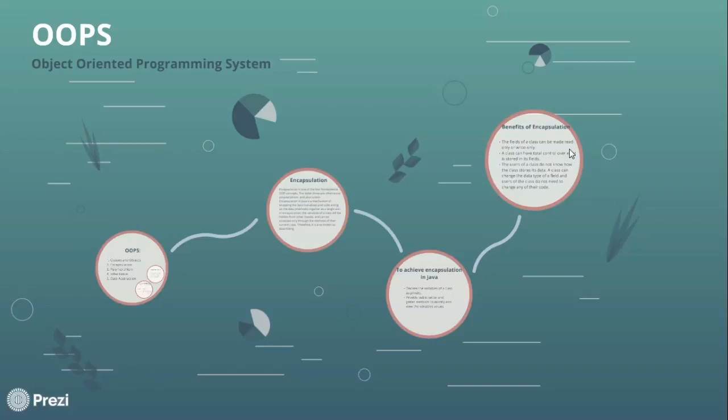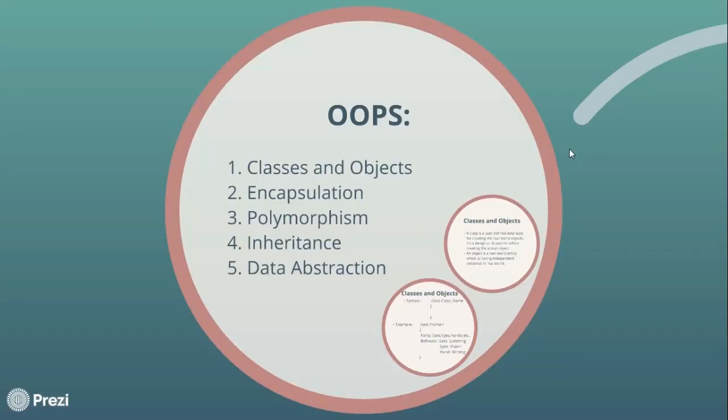There are 5 principles of the object-oriented programming system, that is, classes and objects, encapsulation, polymorphism, inheritance, and data abstraction. In this video, we will discuss the first 2, and the remaining 3 will be discussed in the next video. So, we will discuss classes and objects first.